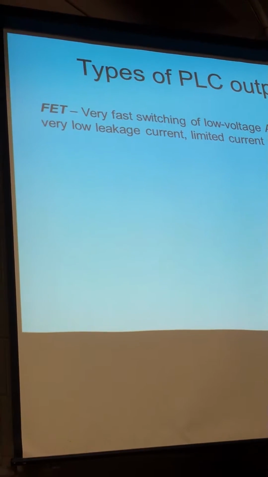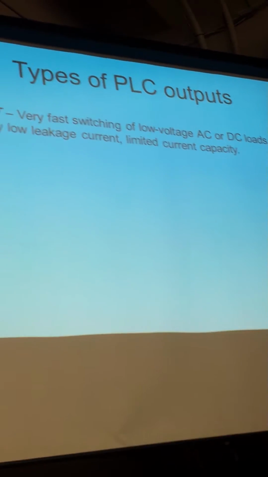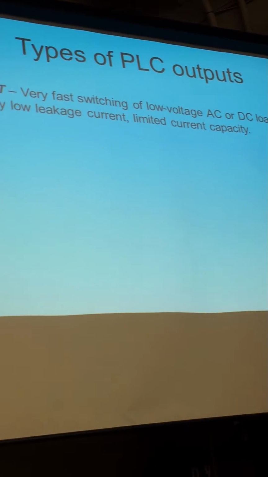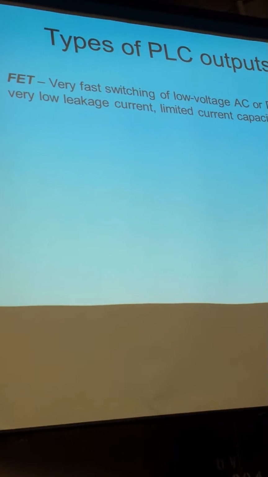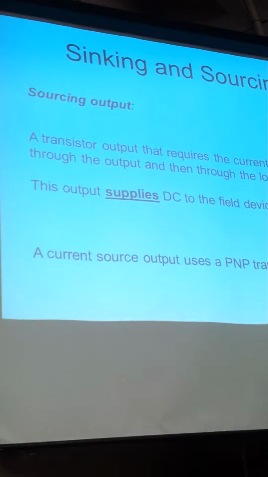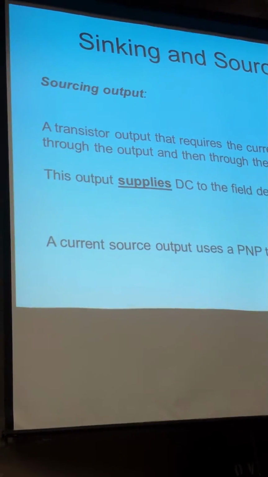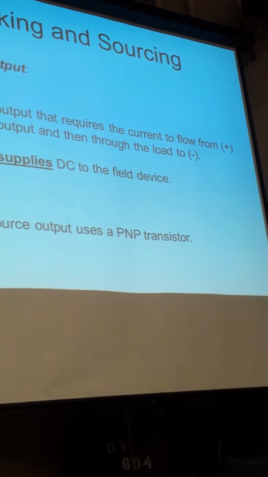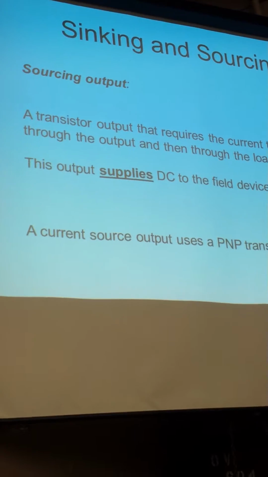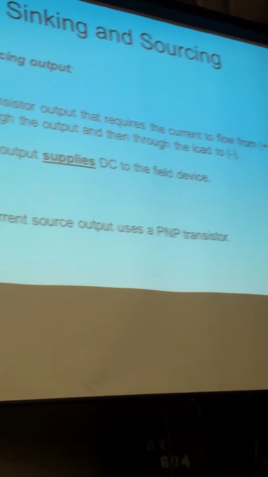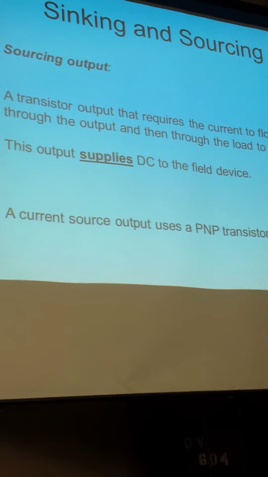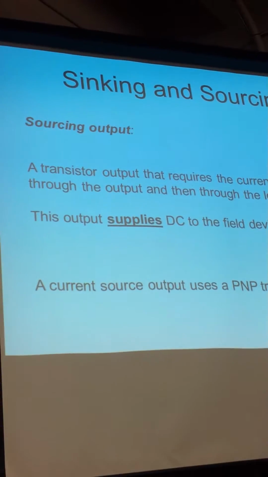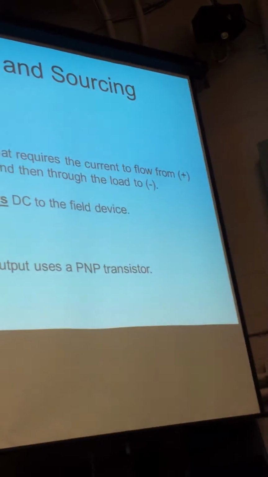Our FET, very fast switching of low voltage, AC or DC, but low voltages. Sourcing. I'm not going to go through it all. You guys should understand what sinking and sourcing is. When I'm talking about field devices, I'm talking about proxies, lights, switches, things like that. That would be in sourcing output cards over in the lab, right?